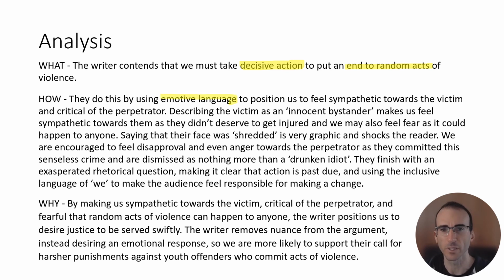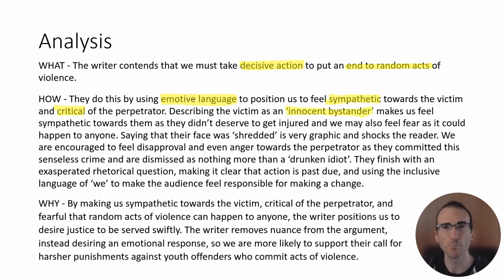So I've identified a particular persuasive technique there to position us, to make the audience stand on a particular side, to position us to feel sympathetic towards the victim and critical of the perpetrator. So I've got some good language there. Sympathetic, critical. In some ways, this is really the why, but I'm blending in the reason as I describe it. Describing the victim as an innocent bystander.